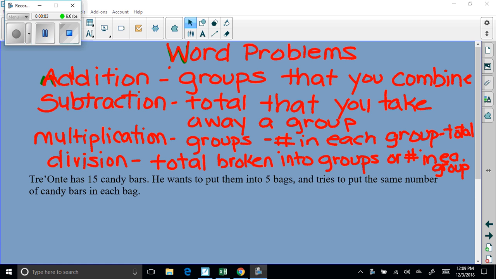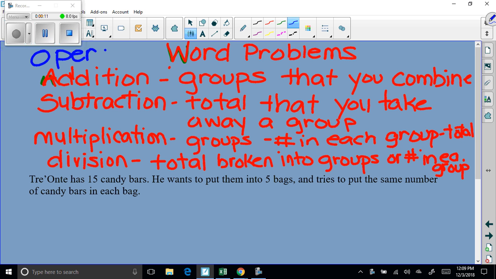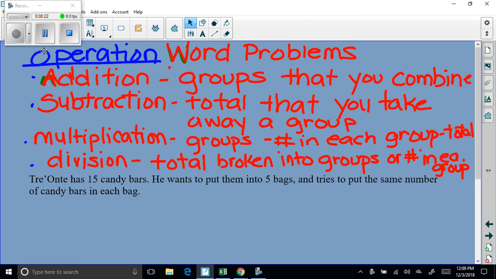Today we are talking about word problems. When you're dealing with word problems, there are four, what we call in math, operations that you can do. An operation is either addition, subtraction, multiplication, or division. These are the four operations.